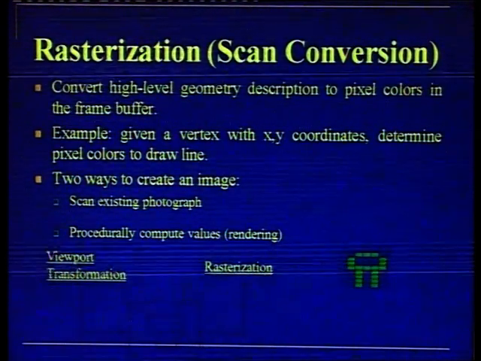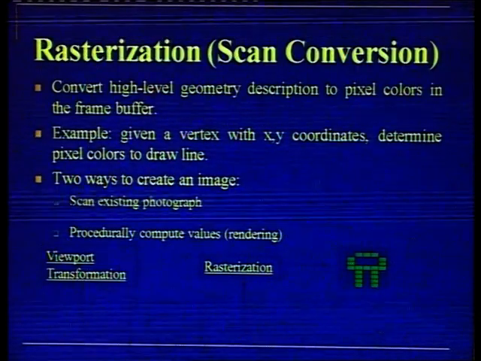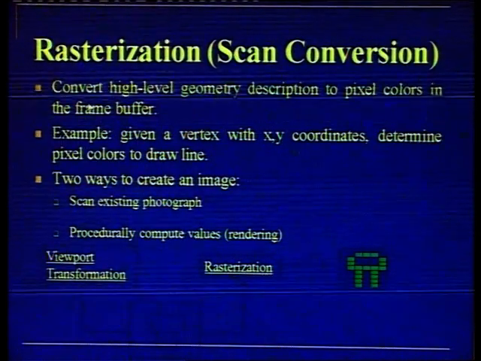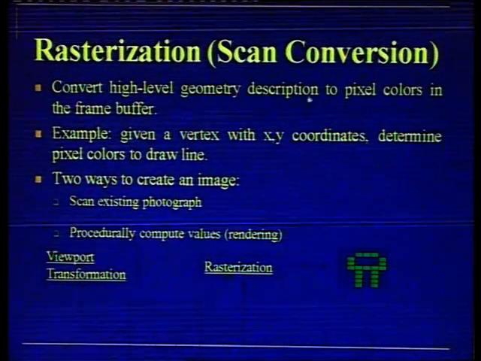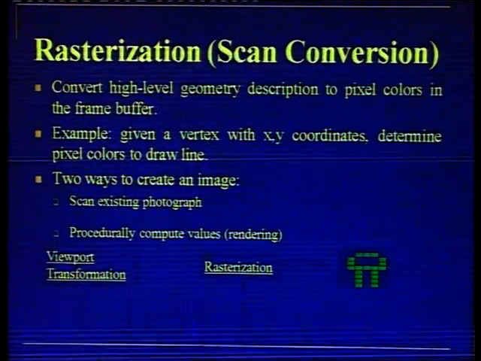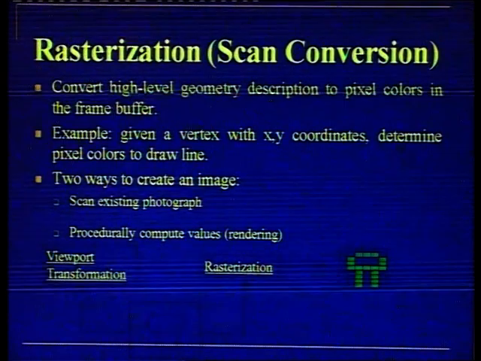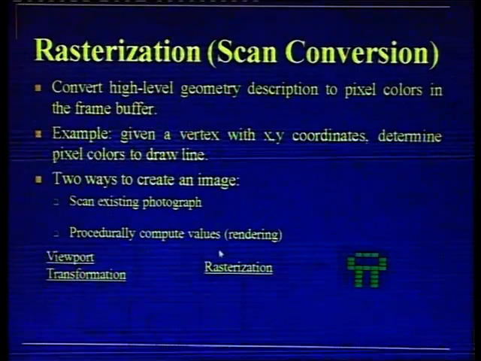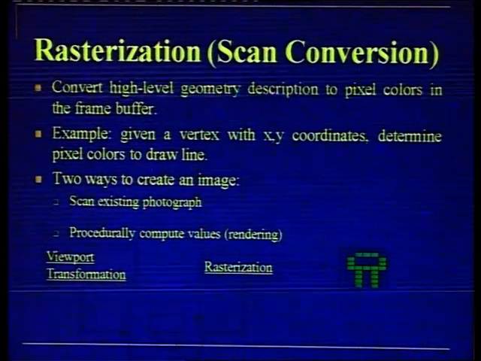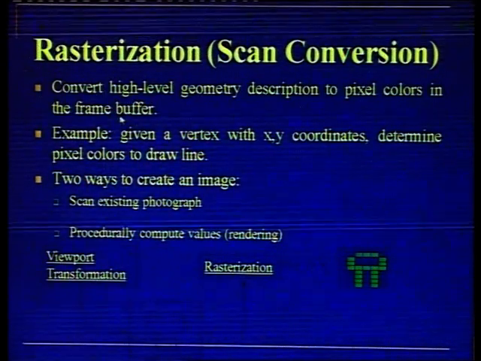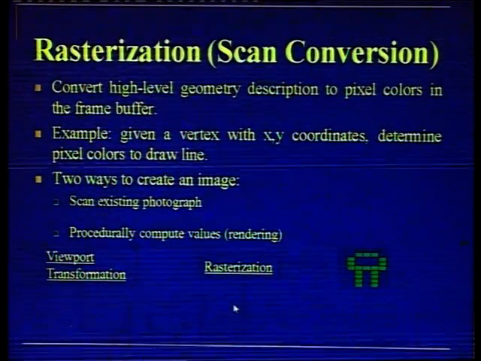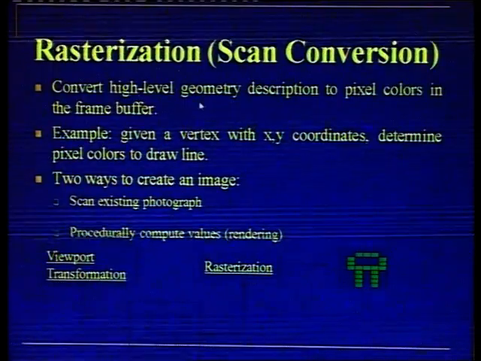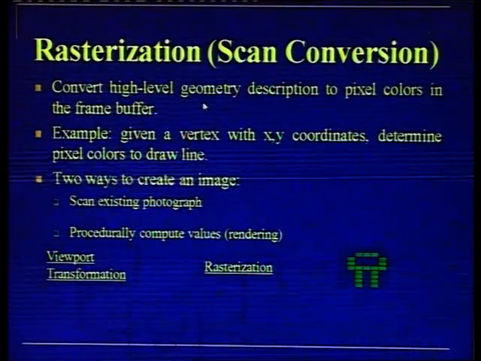We have a description of any geometry, that is, we have a shape of any scene. This rasterization will convert those high level geometry descriptions to the pixel colors in the frame buffer. As our monitor screen, output screen, is a combination of pixels in the vertical direction and in the horizontal direction, on the overall screen we have to set the pixels so that our screen may show a required geometry description. So this rasterization is a conversion of high level geometry description to the pixel colors in the frame buffer.